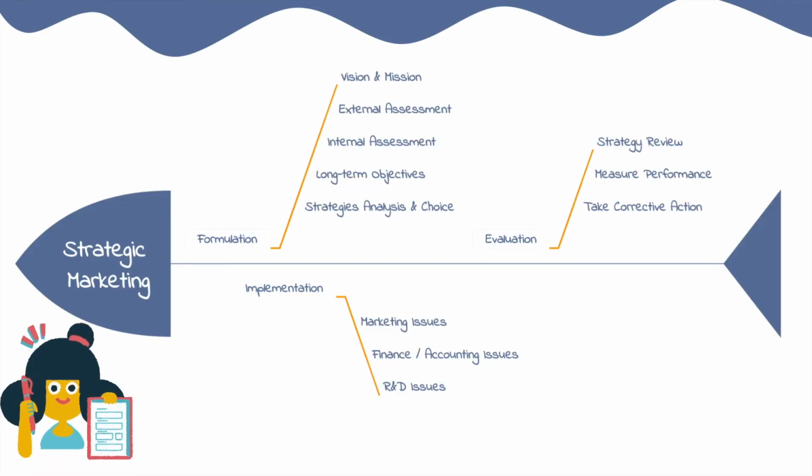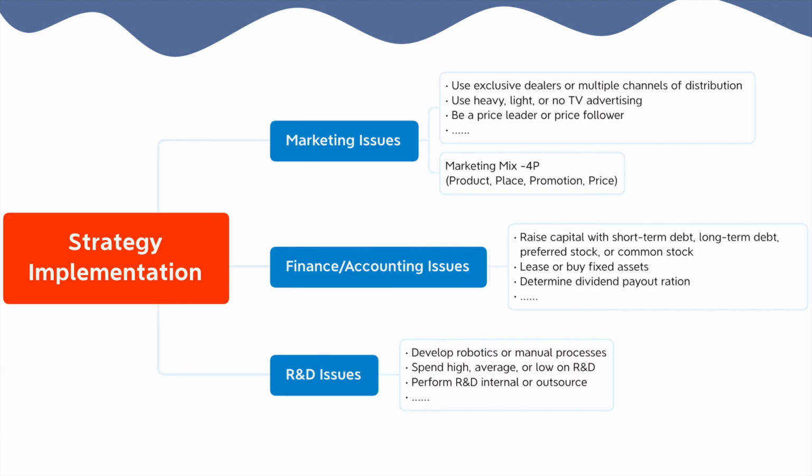Now Serene can't wait to see how to implement her final strategy. Let's follow her steps. To implement, we should pay attention to marketing, finance, and R&D issues. In the process, we'll make many decisions like use heavy, light or no TV advertising, lease or buy fixed assets, spend high, average, or low on R&D, etc.